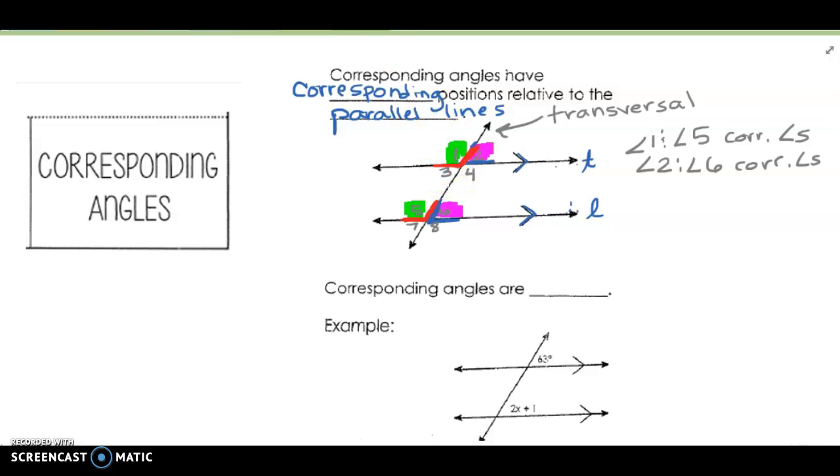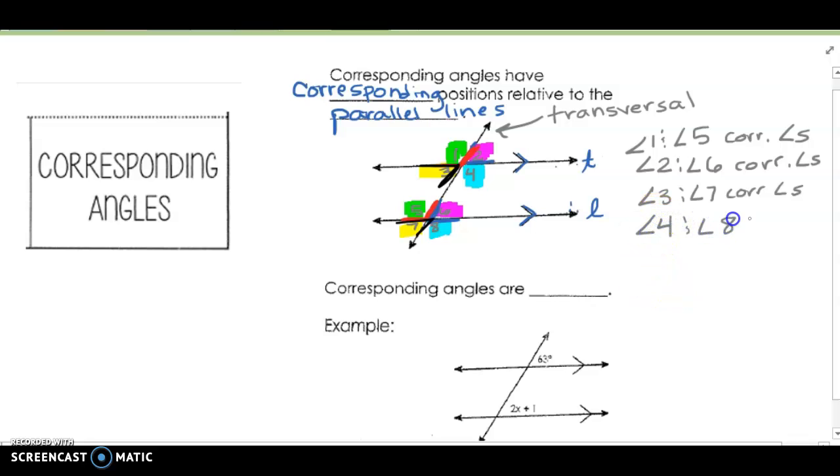Okay, if I look down here, maybe I want the bottom left, and maybe I want the bottom left. Okay, so that would be 3 and 7 are corresponding angles. Okay, and then last but not least, bottom right and bottom right. So I could say angle 4 and angle 8 are corresponding angles. So corresponding angles have the same relative position or corresponding positions.